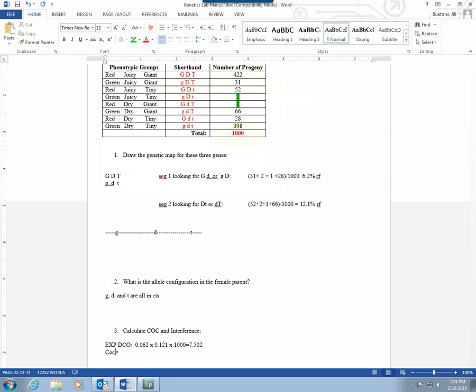So your coefficient of coincidence is the ratio of observed over expected. So you observed 3, you expected 7.502. And so your C of C comes out to be just about 0.4. I think it might come out to be like 0.3999 or something, but 0.4 is good, close enough. And then interference is 1 minus C of C, so that'll be 0.6 or something very close to that.